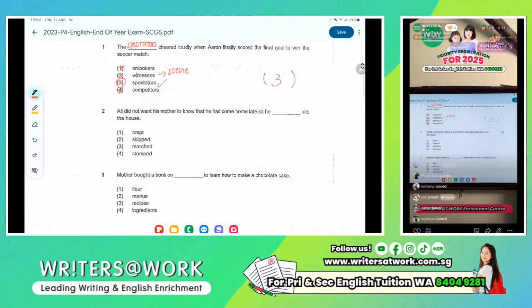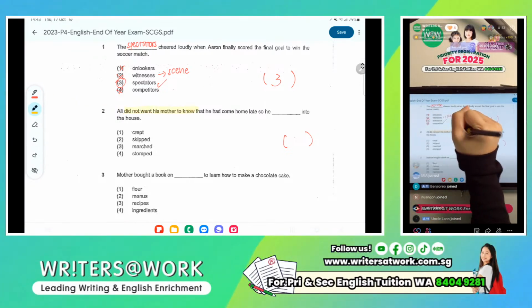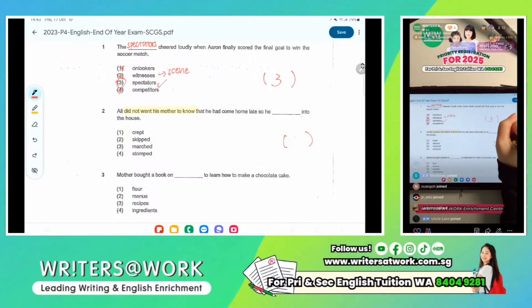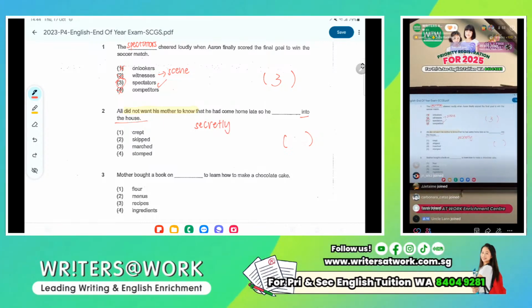Ali did not want his mother to know that he had come home late, so he blanked into the house. He did not want his mother to know, so he was being secretive. Secretly enter. So which word over here has the same meaning as secretly enter the house?